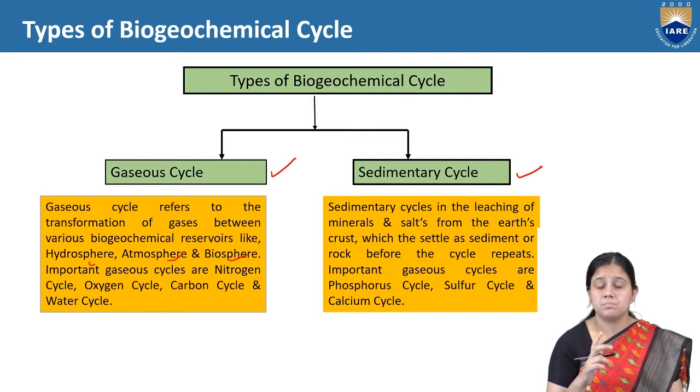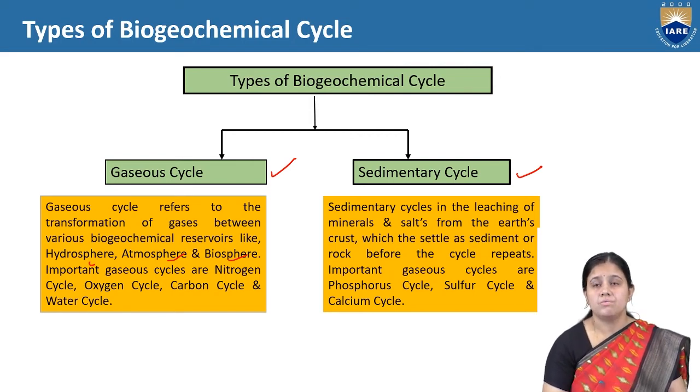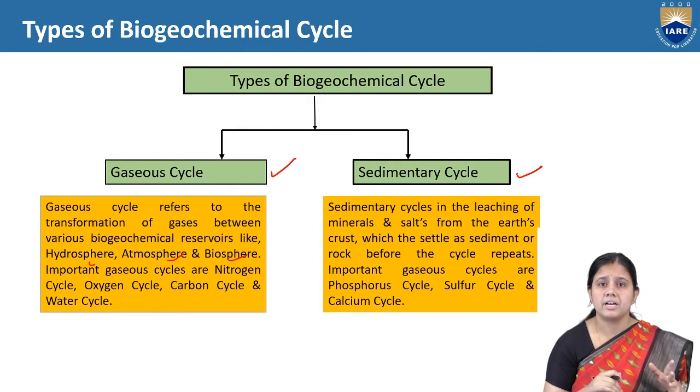So these are the types of biogeochemical cycle. The biogeochemical cycle is a recycling of nutrients inside the earth's atmosphere. It is again divided into two types: the gaseous cycle and the sedimentary cycle. The gaseous cycle is nothing but the recycling of gaseous compounds inside the atmosphere, hydrosphere, and lithosphere.